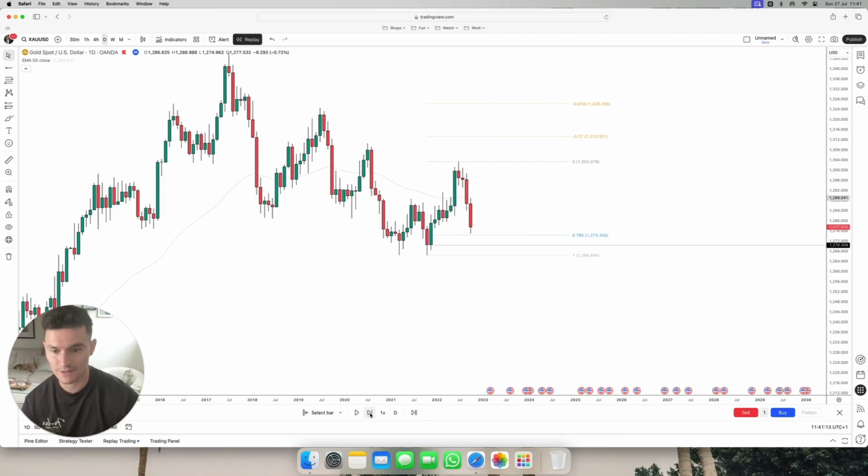So we will just let this play through because there is still nothing. At this point, we still haven't broken the 786. This is still body closing above and wicking above. It's not a break of trend yet. Right, we have now potentially had it. Good, so we've had a break of trend here now.